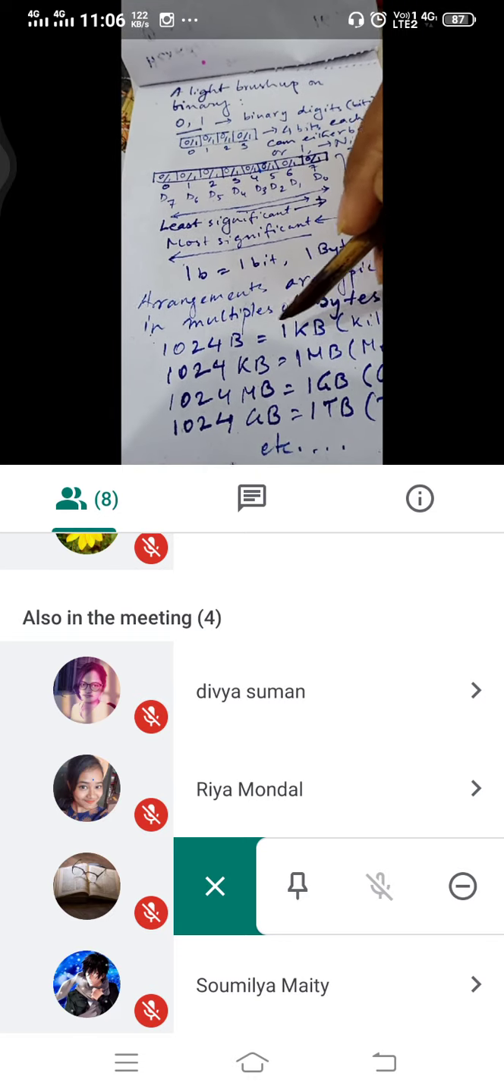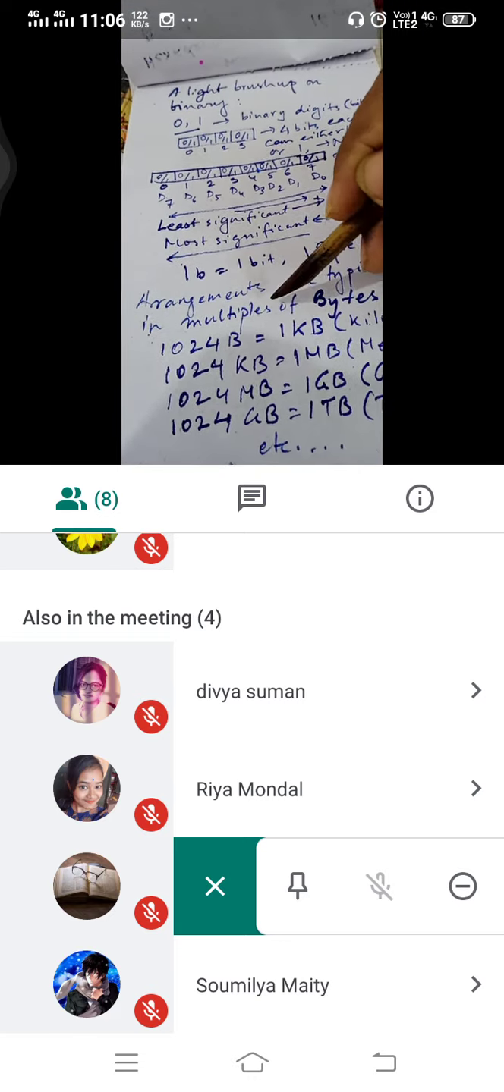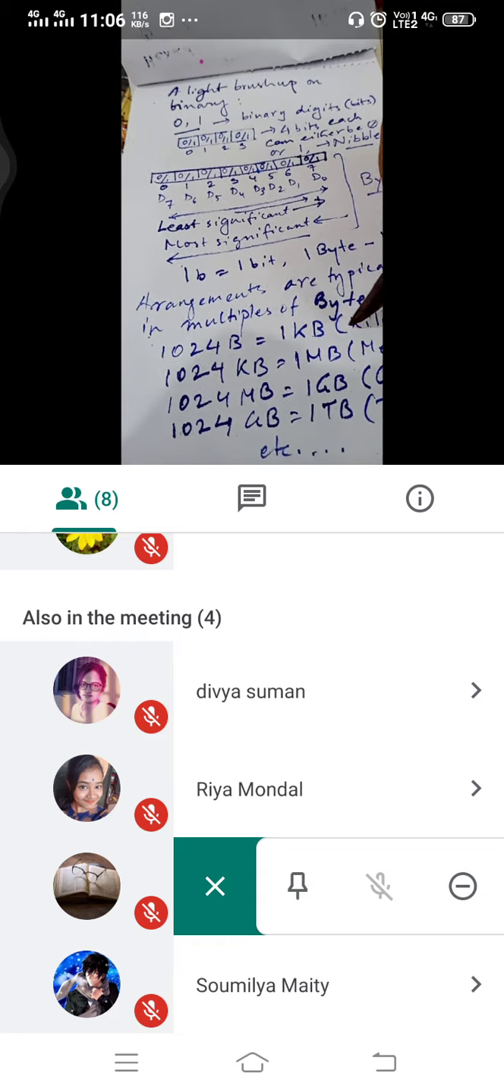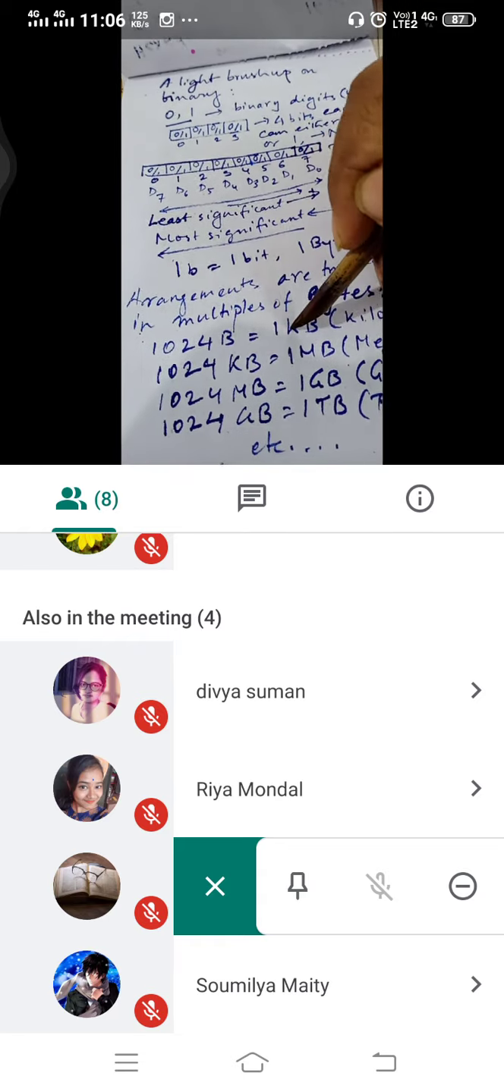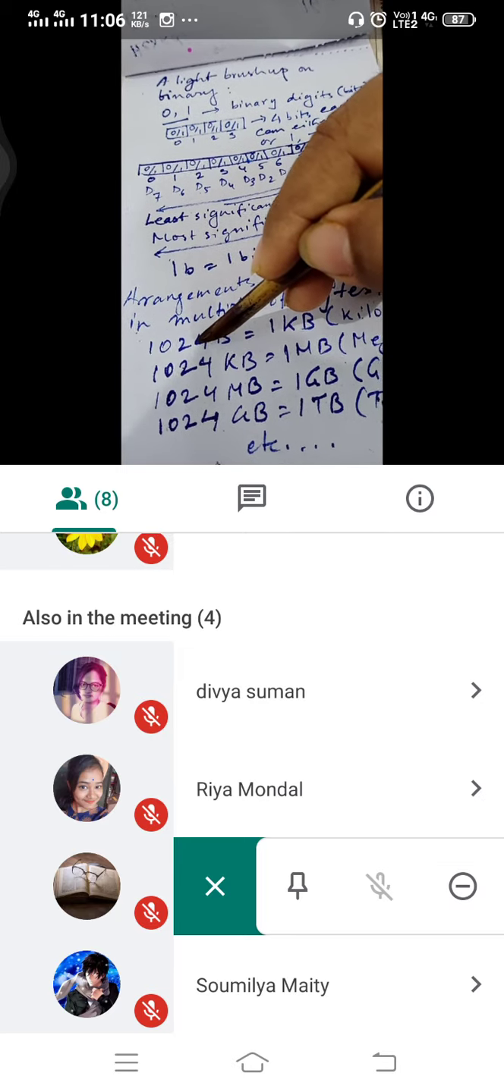What we roughly refer to is a kilo. What is kilo? Kilo is nothing but 10 to the power of 3. So we say kilobyte, ignoring the 24. But actually there is a 24 there.